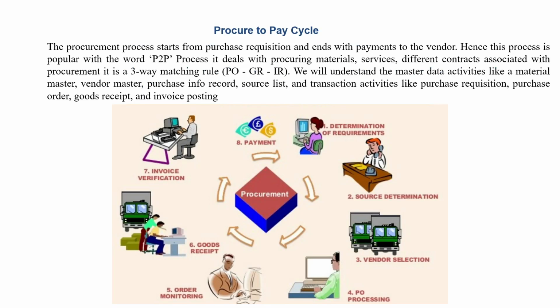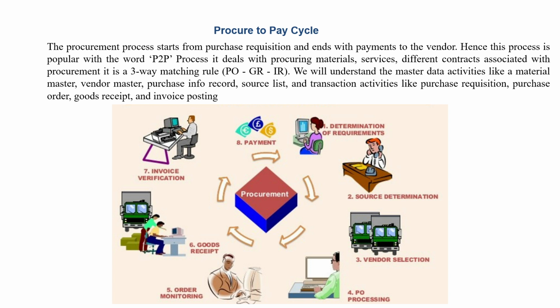Now let me explain the procure to pay cycle. The procure to pay cycle is a common business scenario which is done in every industry. The procurement process starts from purchase requisition and ends with payment to the vendor. Hence, this process is popularly known as the P2P process. It deals with procuring materials or services or different contracts associated with procurement. It follows a three-way matching rule: PO, GR, and IR. The main aim is procuring the material at the right time, in the right place, from the right vendor, at the right cost.